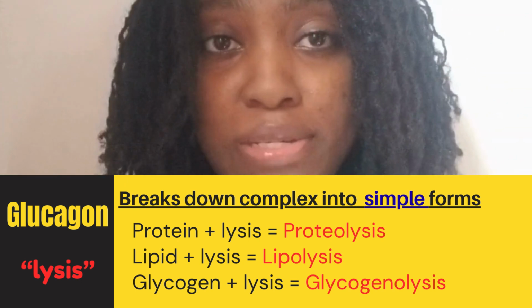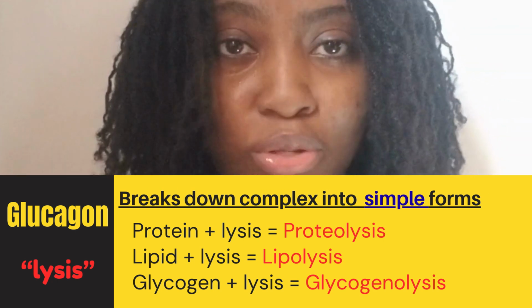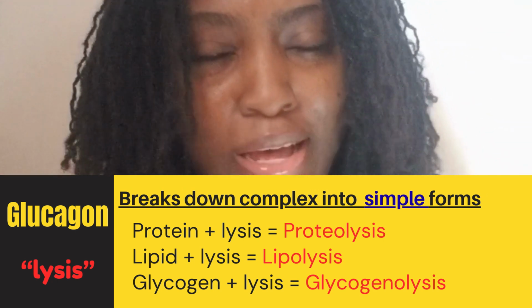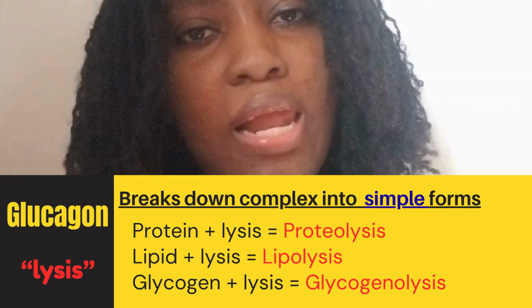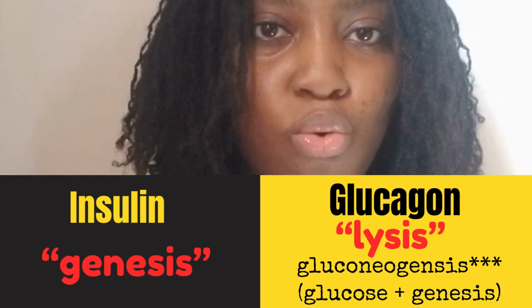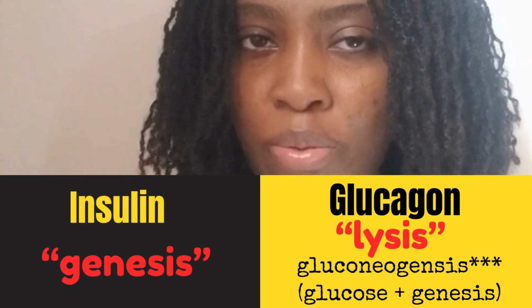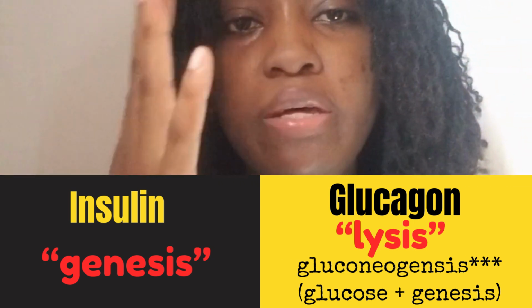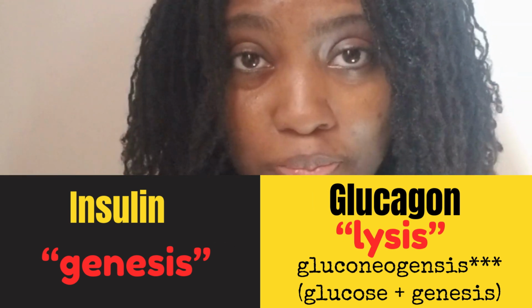If you want to break down glycogen, what will you call that process? Glycogenolysis. If you want to break down lipids, what do you call that process? Lipolysis. So you see that lysis is associated with glucagon, and then genesis is associated with insulin. Because with insulin, you are building, but with glucagon, you are breaking down.